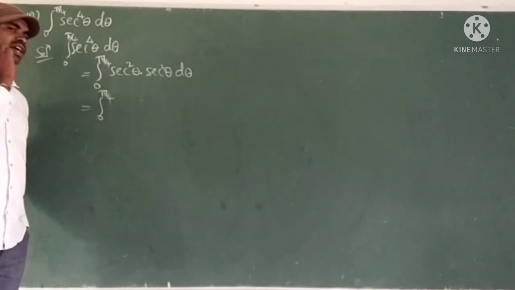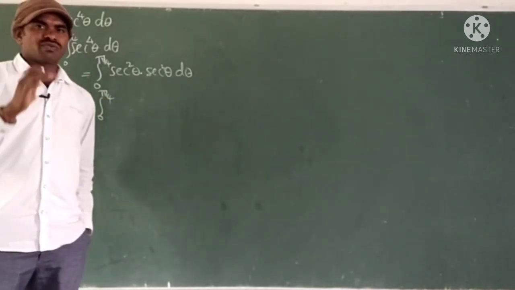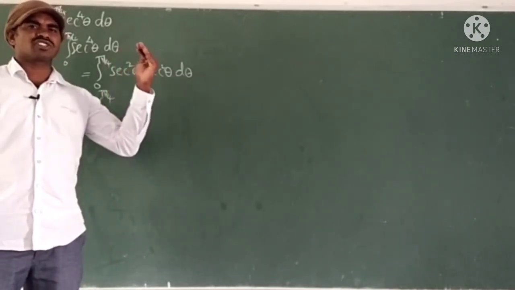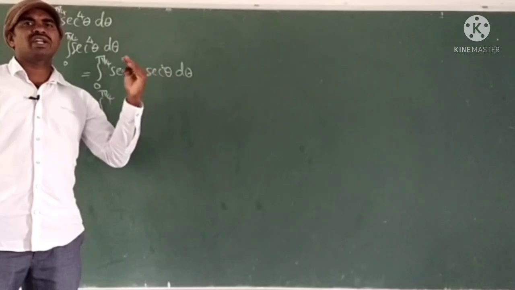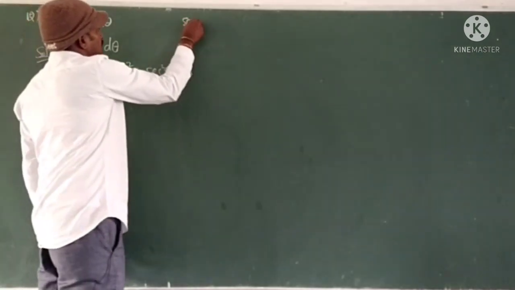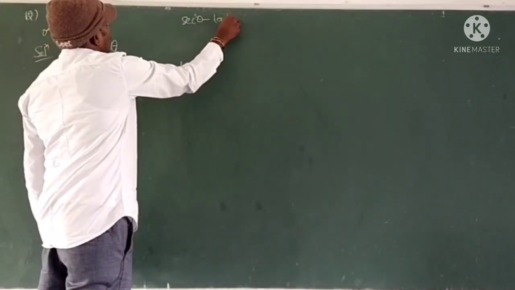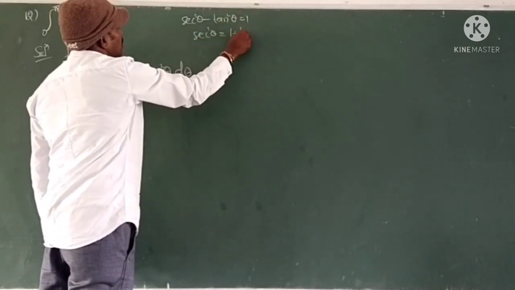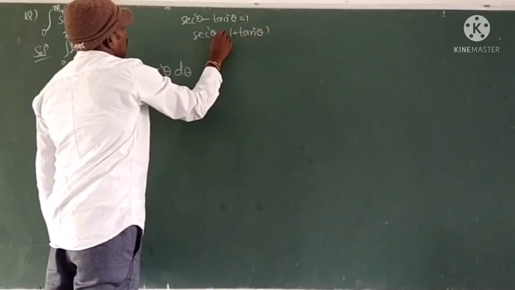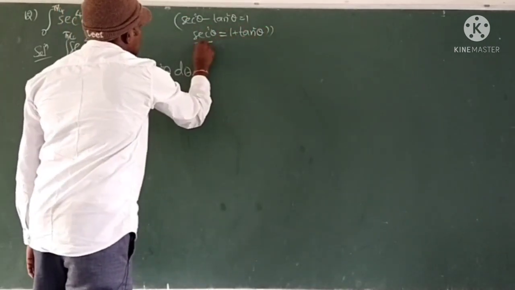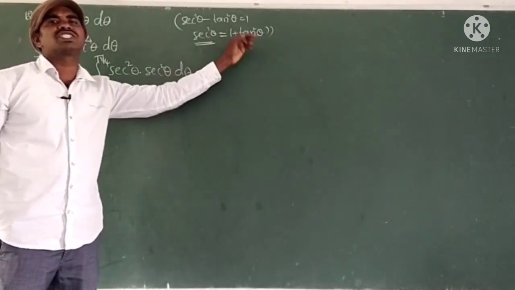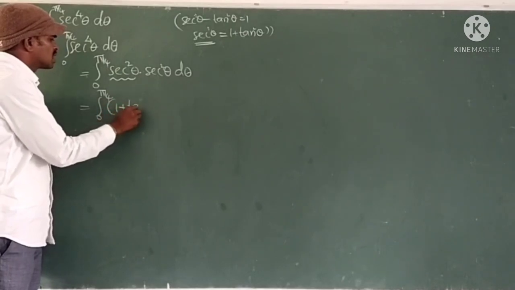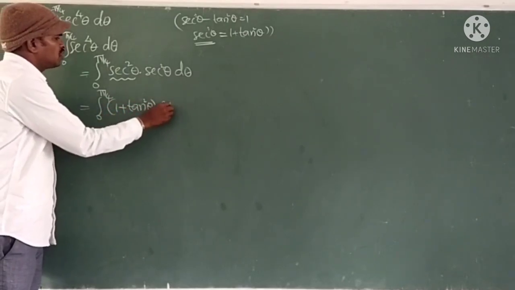And what is secant square in terms of tan? We have three identities in trigonometry. One is sin square theta plus cos square theta equals 1. The second one is secant square theta minus tan square theta equals 1. So from this, secant square theta equals 1 plus tan square theta. So from the second identity, instead of secant square we can write 1 plus tan square.